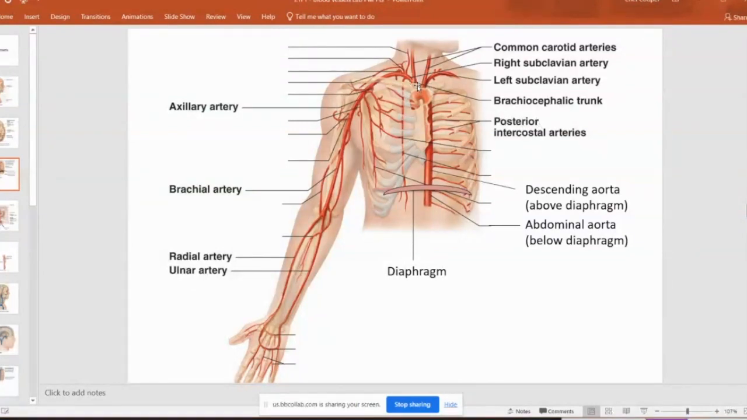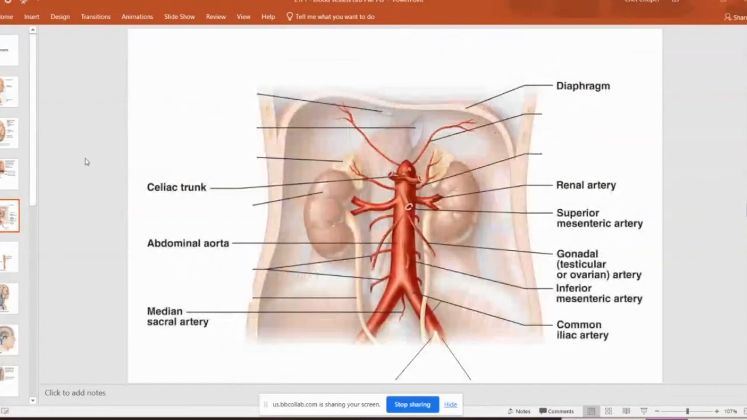This is a rule breaker because it's not called an artery, even though it is. It's a very short one on the right only. What is its name? Brachiocephalic trunk. Very good. These two have the same names as these two, but there is no trunk there. Okay. All right. Now let's come to the abdomen right here.